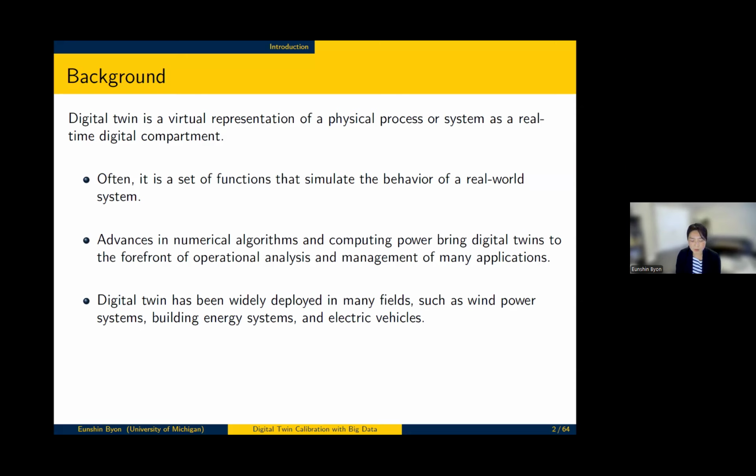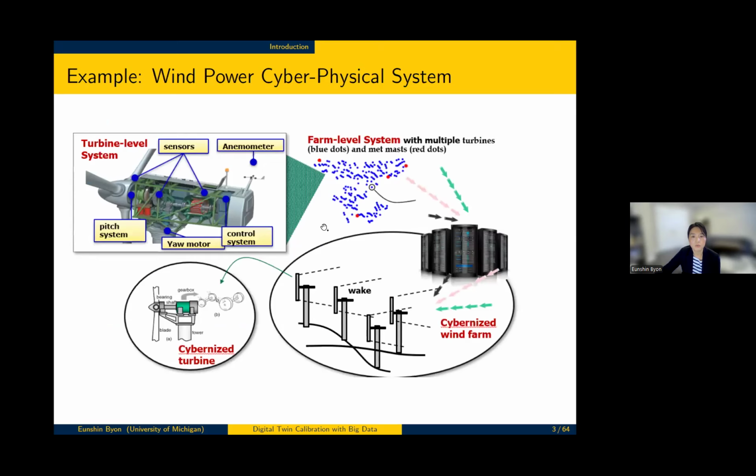So in my perspective, digital twin is not really new, but it has been there. But it becomes much more popular these days because of the advances in numerical algorithms and computing power. So these advances bring digital twins to the forefront of operational analysis and management of many applications. And it has been widely used in several applications, including wind power systems, building energy systems, electric vehicles, and other applications. So let me give you some example of digital twins.